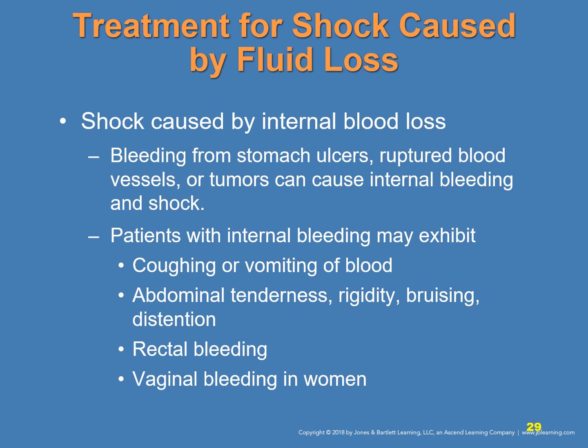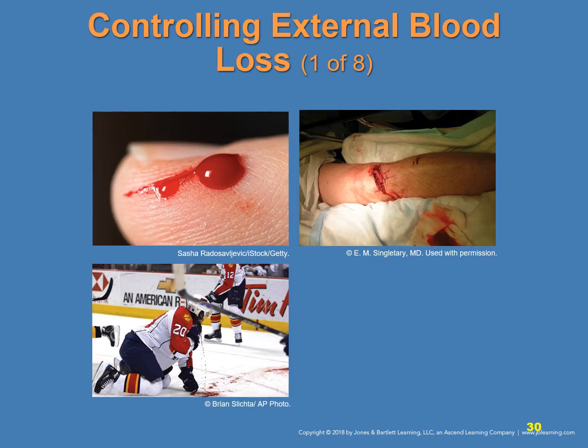In addition to the classic signs of shock, patients with internal bleeding may show other signs and symptoms: coughing or vomiting of blood, abdominal tenderness, rigidity, bruising, or distension, rectal bleeding, and vaginal bleeding in women. The figure below shows the 3 types of external bleeding. The top left is capillary, the top right is venous, and the bottom is arterial.